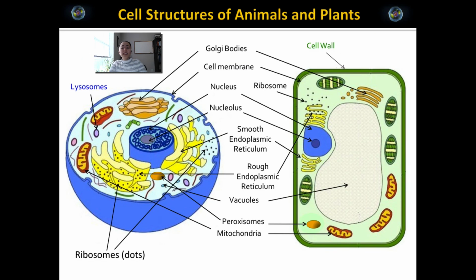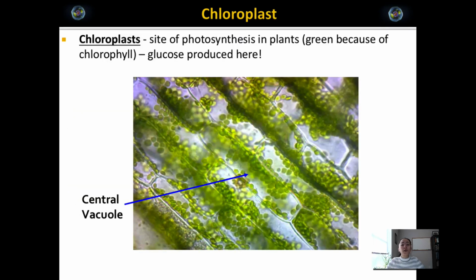Now, if we look at plant cells, they actually have an additional structure here called the chloroplast. Chloroplasts are only found in plant cells, not in animal cells. Chloroplasts are the site of photosynthesis in plants. They're green because they contain a pigment called chlorophyll, and chlorophyll is actually the molecule that absorbs solar energy. Because chloroplasts are involved in photosynthesis, this is actually where glucose is made within plants.